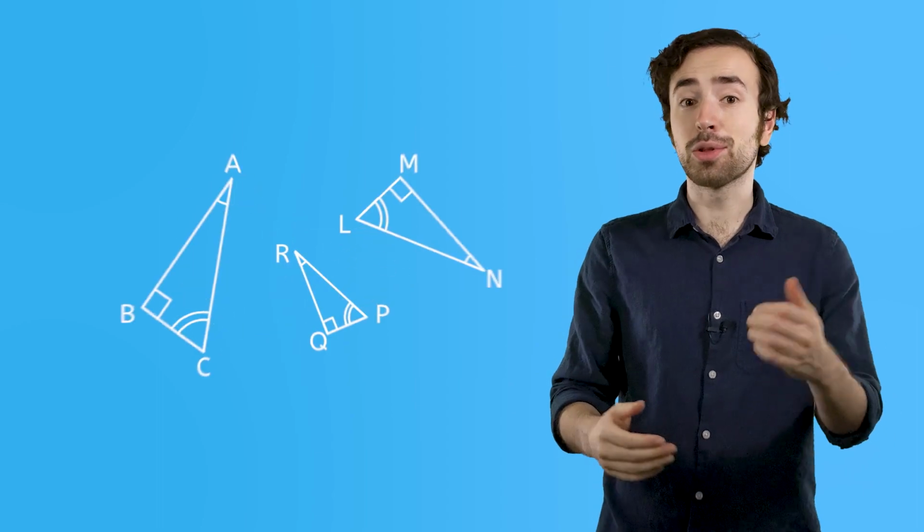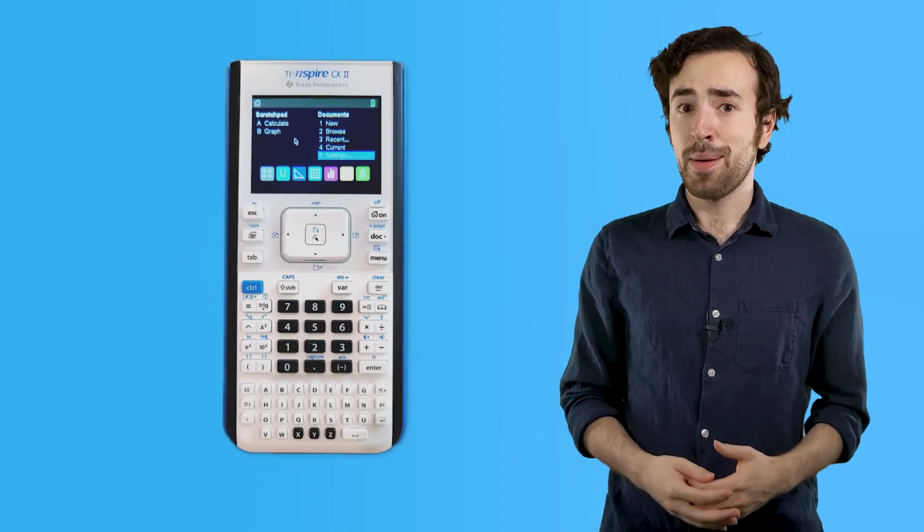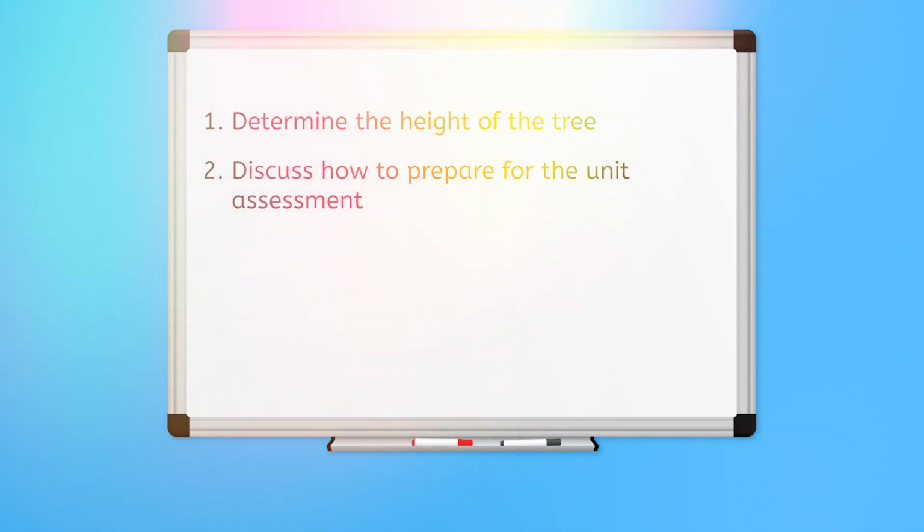You've learned so much about right triangles, similar triangles, and you've even gotten pretty handy with a graphing calculator. But most importantly, you now know everything you need to know to help me figure out how tall my parents' tree is. In this video, we'll revisit the scenario from the beginning of the unit to determine the height of my parents' tree. Then we'll discuss how you can prepare for your unit assessment.